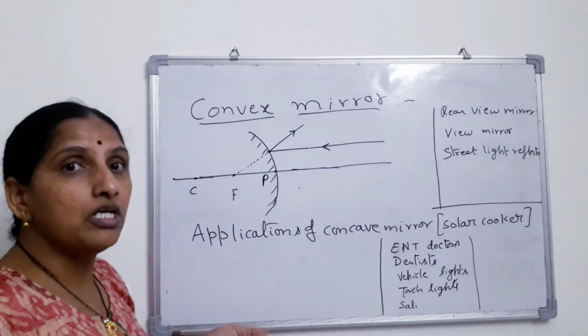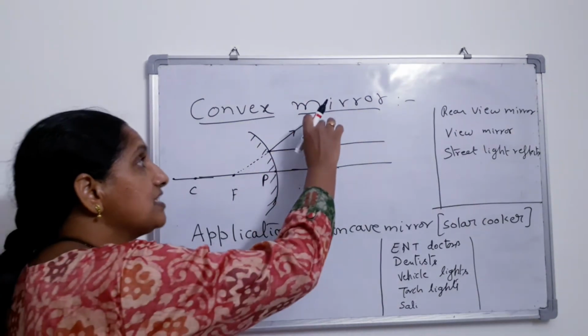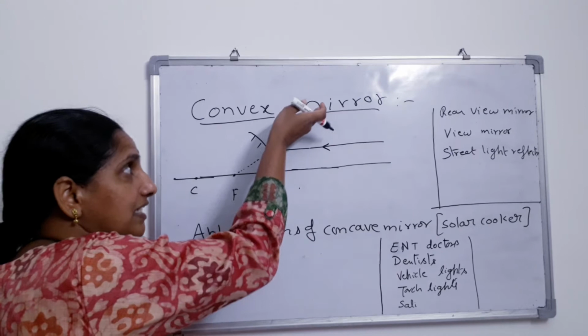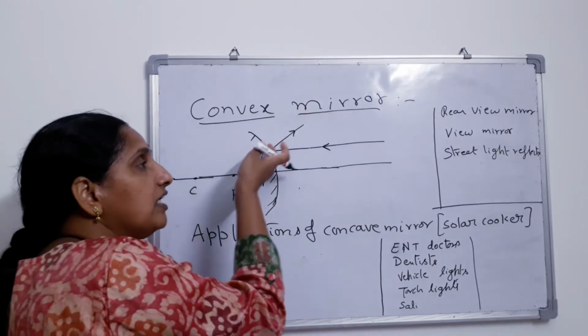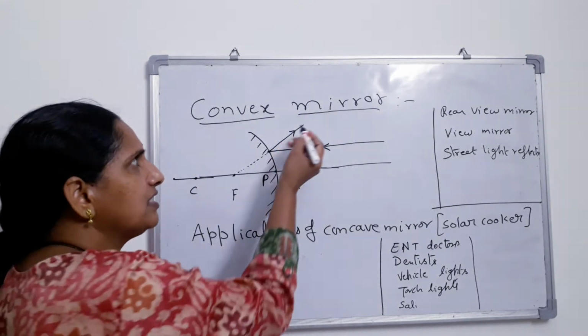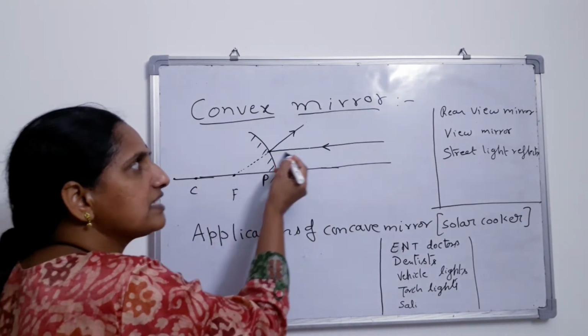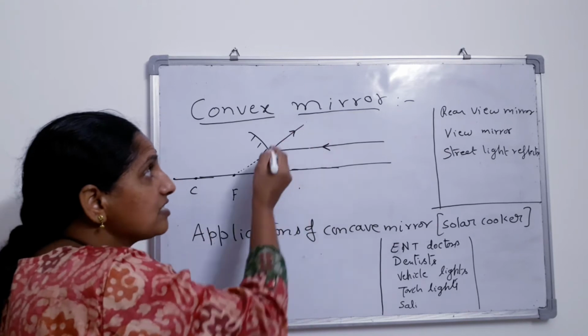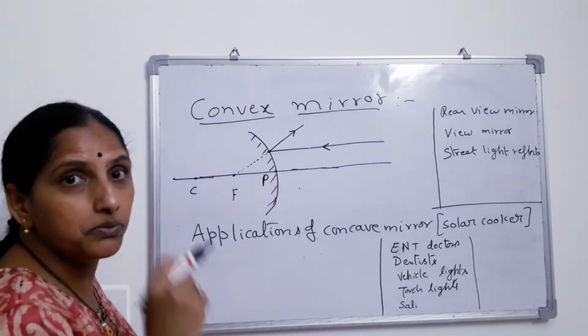And the second rule: suppose a ray is incident in such a manner, like this, it should reflect back parallel to the principal axis. That means the ray retraces its path like this. That is the second rule.